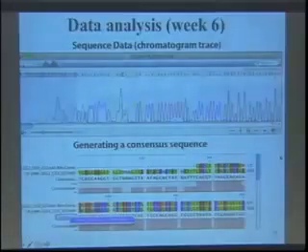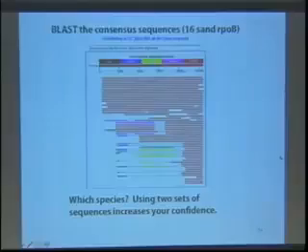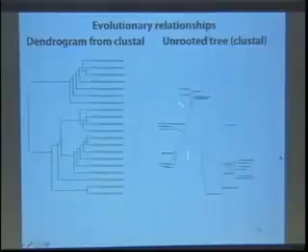Anyway, this is the trace you'll get. Here's the information you get. You'll work through it, and then when you BLAST it, you're going to get data like this, and you'll work with that to generate a tree that shows relationships, okay?